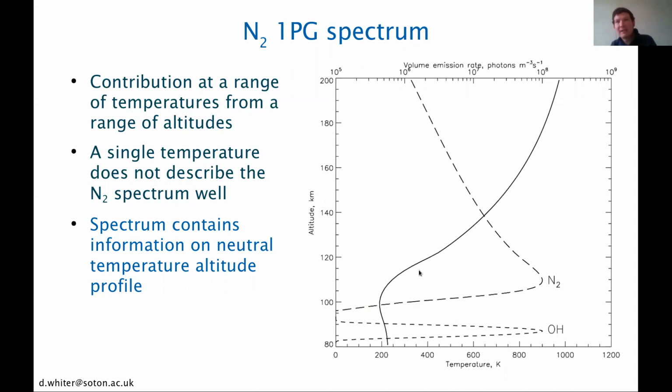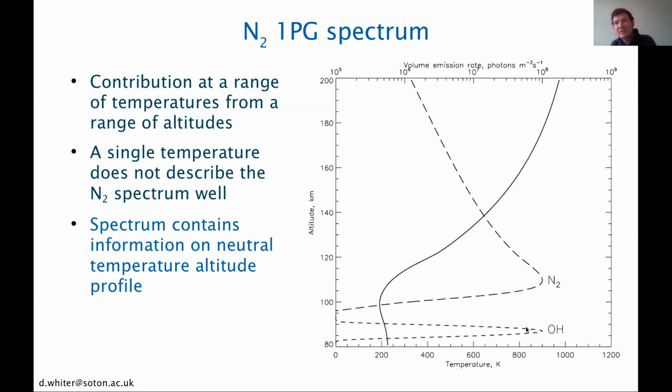So the solid line is the neutral temperature profile just taken from MSIS for some particular day and conditions. So this is an example temperature profile, and over this region where the N2 is being emitted, the temperature is varying from, say, 200 Kelvin up to 800 or 1000 Kelvin. So the spectrum is not well fitted by a single temperature. It's this whole temperature profile. So that's a problem, but it's also an advantage because it means that the spectrum contains information on this altitude profile, and that's what we are trying to retrieve.